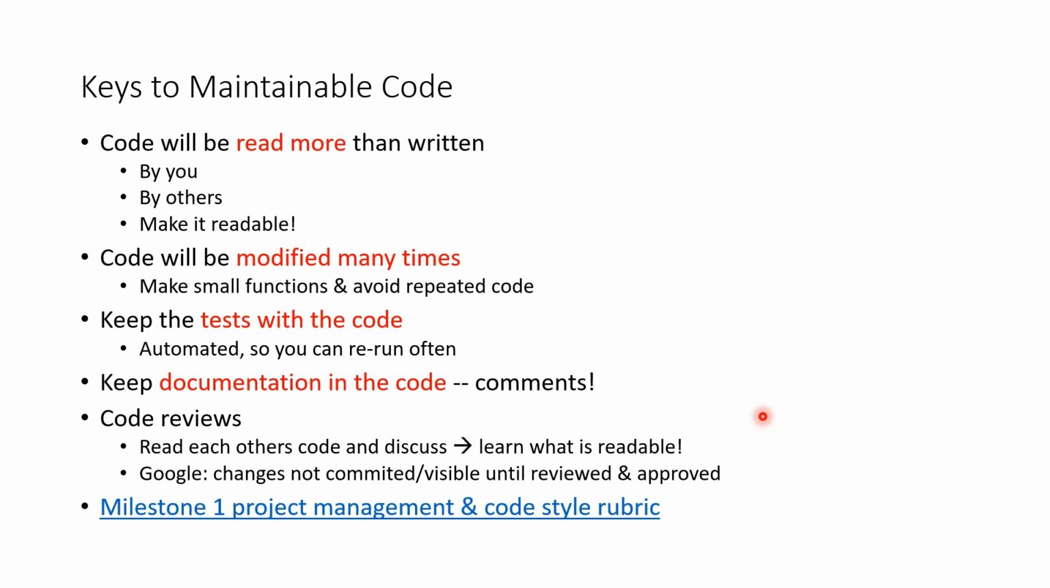And only commit the changes that are reviewed, approved by others, and that you have validated are correct. So do not commit buggy code. And your milestone, project management, and code style rubric is posted on Quercus where you can see it. And that is the rubric that TAs will be basing on when they're marking you.